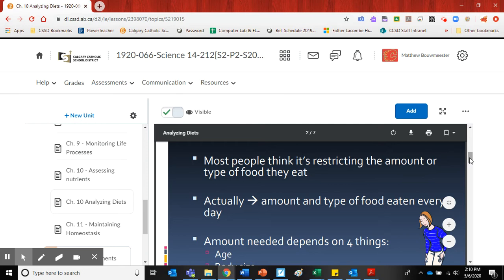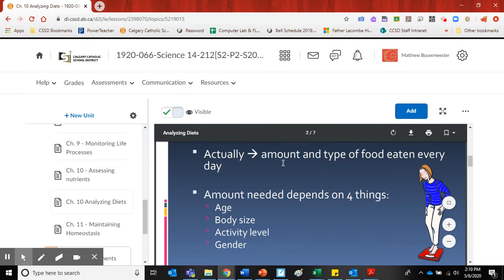So don't think of it as restrictive. It's just whatever food. And that's what we see here. It's actually the amount of food we eat every day. Okay. The thing is now people will go on these kind of crazy diets where it's a keto diet where they're only eating high protein, high fat diets, or they'll go on an Atkins diet kind of thing. They have these different fads.